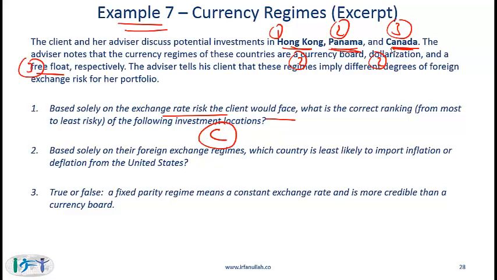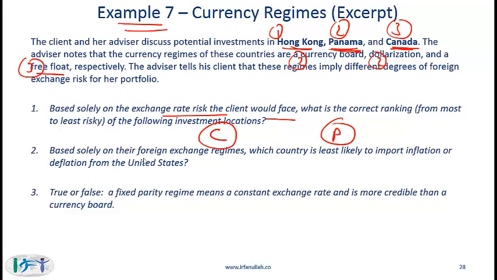So highest exchange rate risk over here, then Hong Kong, because Hong Kong has the currency board which is fixed but allows for very small deviations. Panama is dollarized, so there the currency is the dollar and we would have no exchange rate risk. So greatest risk with Canada and the least risk, in fact no risk, with Panama.